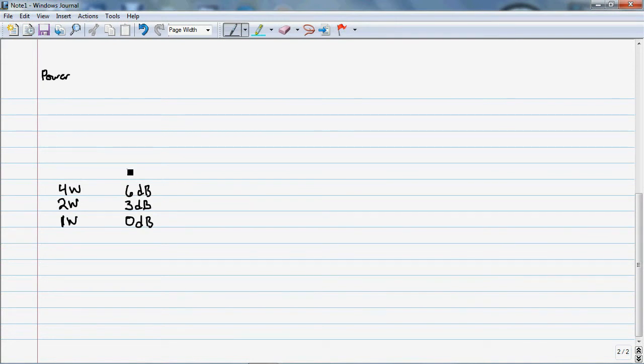Now, if I want to go to 9 decibels, that just means I double this again, and that would be 8 watts. 12 decibels, double the 8, that would be 16 watts. 15 decibels, that would be 32 watts. So this is our increase. Every 3 dB, we just double the power.